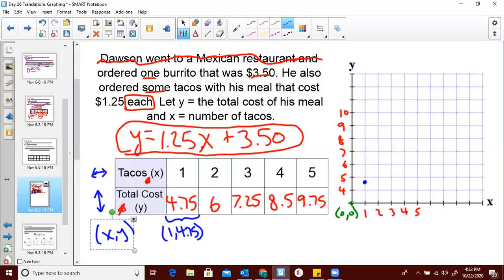Then I'm going to start from 0, 0, go to 2, and go up to 6. And I'm going to stop right where 2 and 6 intersect. Then I'm going to go to 3. I have to go to 7. I have to go just a little bit past 7, because it's 7.25.